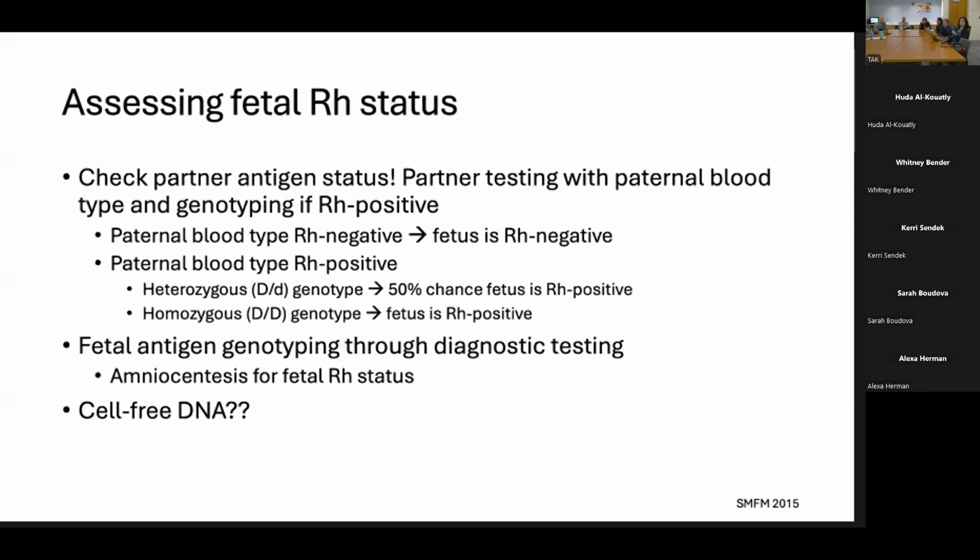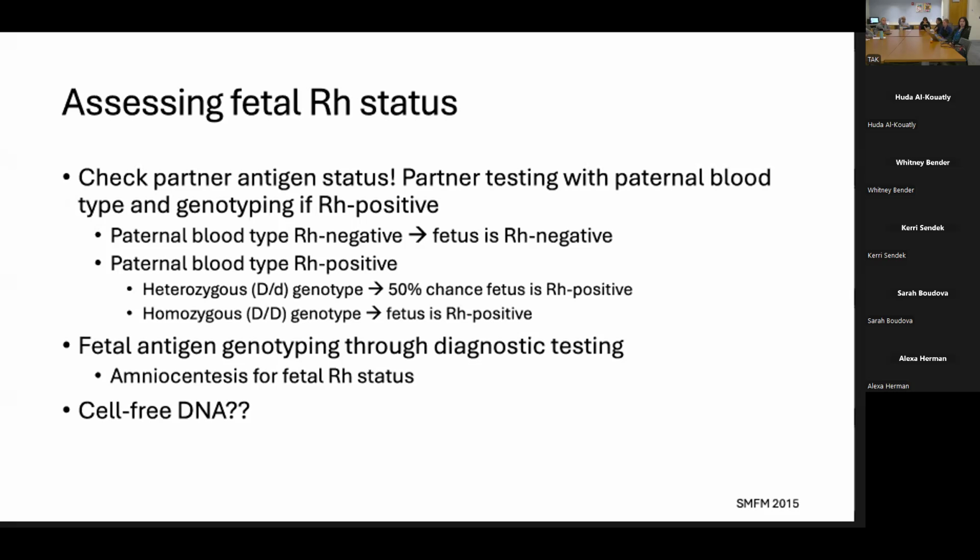So how do we assess fetal Rh status? We understand that fetal anemia can occur if the mother is alloimmunized, but what do we do about it? We need to assess the fetal Rh status. And so we can do this through several approaches. The first option is to check paternal antigen status. And so partner testing with paternal blood type and genotype if the father of the baby is Rh positive. And so we know if the paternal blood type is negative, then the fetus is negative. Mom's negative, dad's negative, the baby's negative.